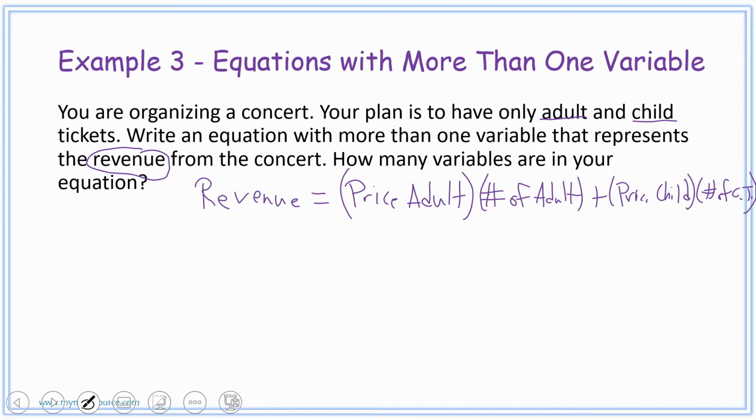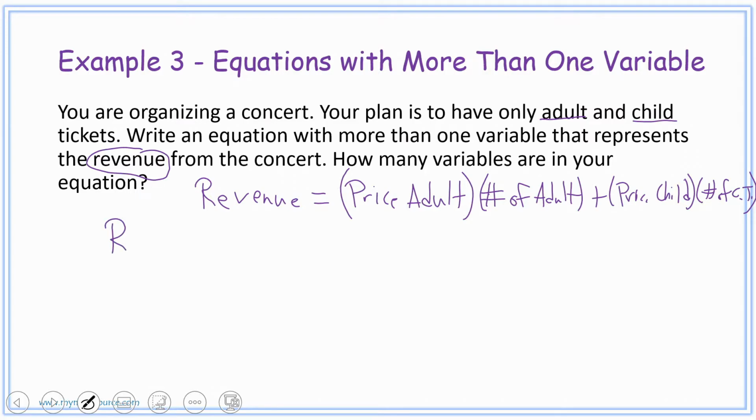All right, so we have the price of the adult ticket times the number of adult tickets plus the price of the child tickets times the number of child tickets. All right, so that's going to give our revenue. Now the thing is, they don't give us any numbers in here, so now we just need to actually rewrite it in terms of variables.